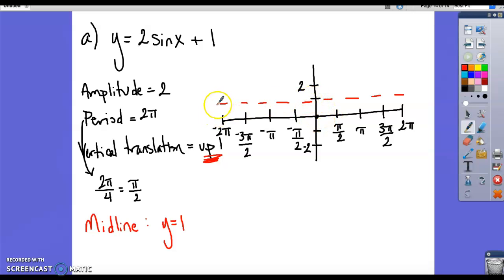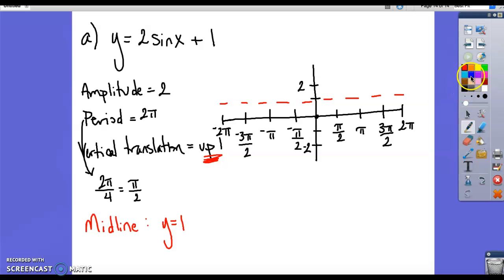Really, this is called the midline. It's the line that goes through the middle of the graph. So far, the x-axis has been our midline, and I just haven't been calling it that. But now that we have to graph with these vertical translations, I'm going to start calling it our midline. So now, instead of our midline being the x-axis, which is y equals 0, our midline is y equals 1. It shifts up.